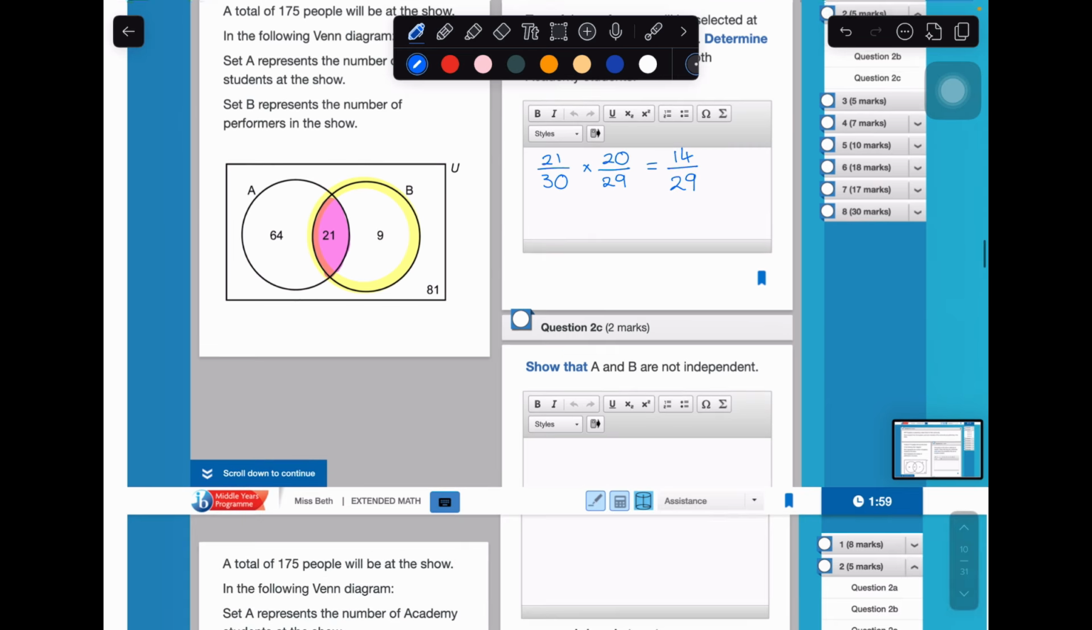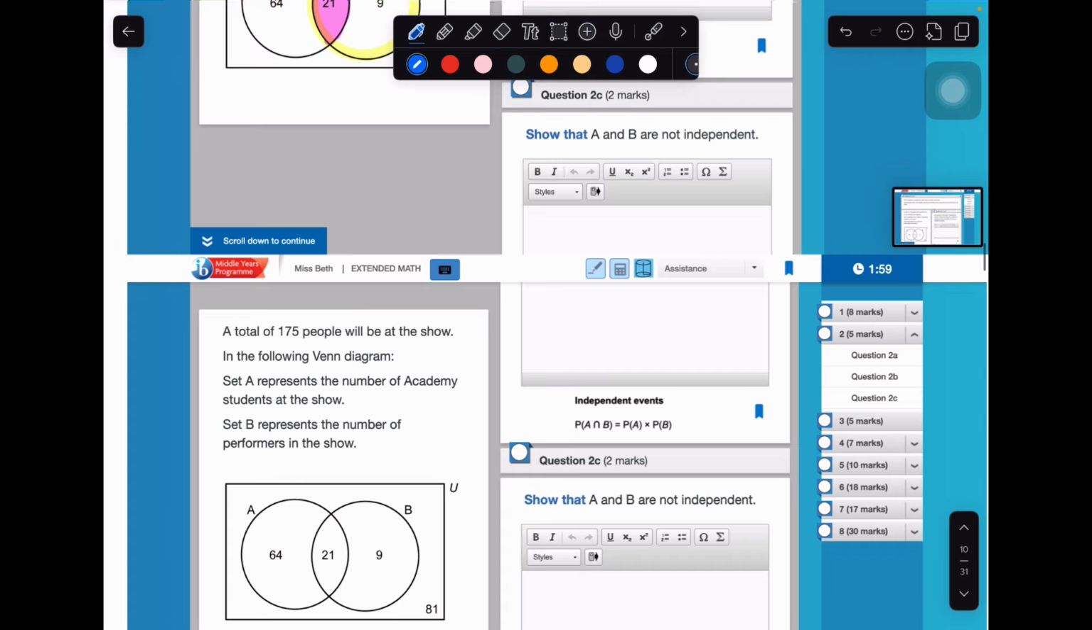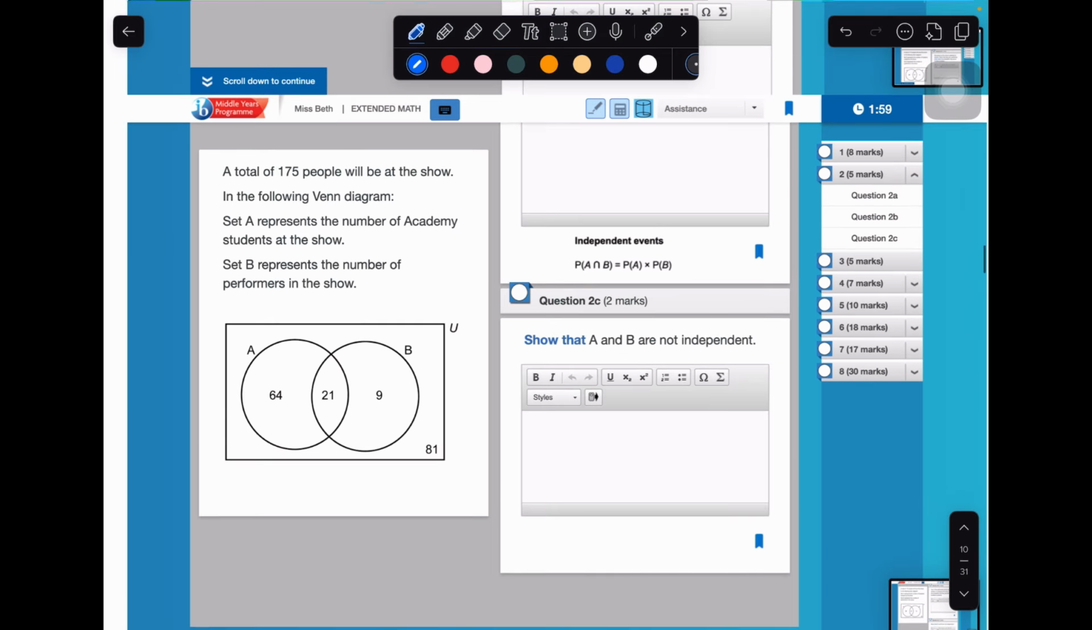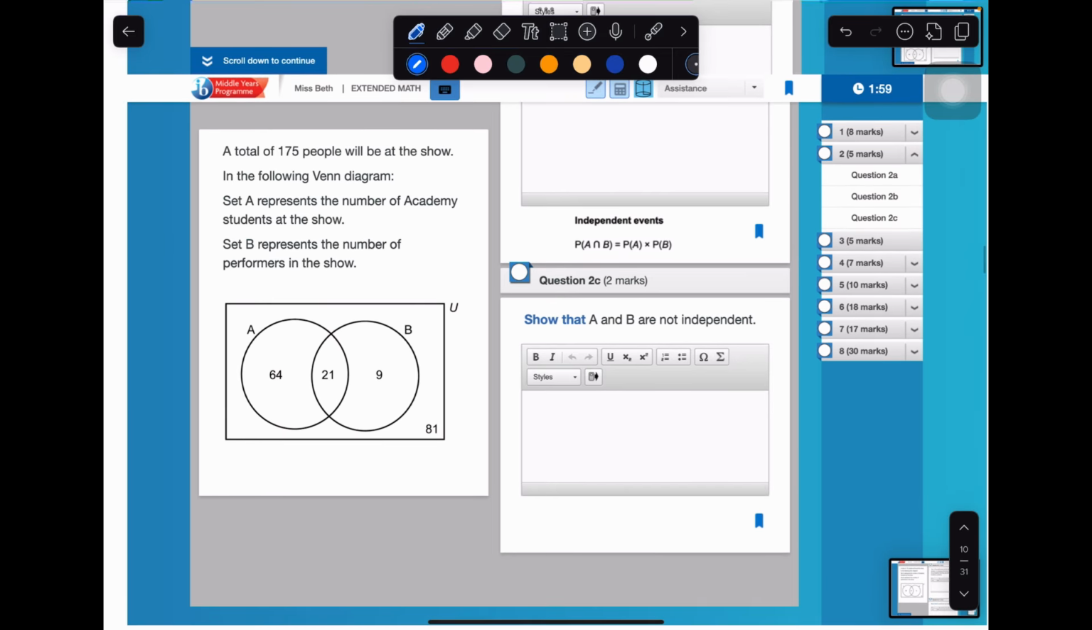Then on to 2C. We are going to show that A and B are not independent, so you are going to need to use your independent events formula here, which I've just put above question 2C, but it is available in the formula booklet. So the probability of A intersection B should be equal to the probability of A multiplied by the probability of B if they are independent.